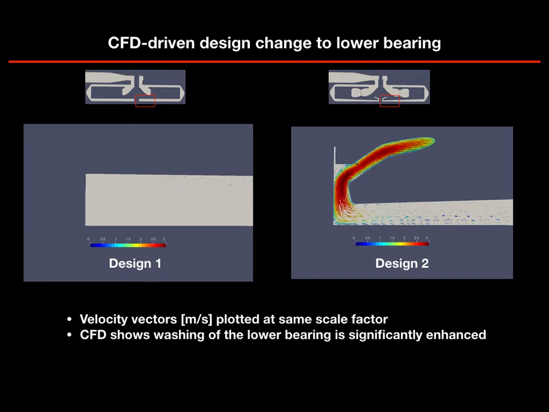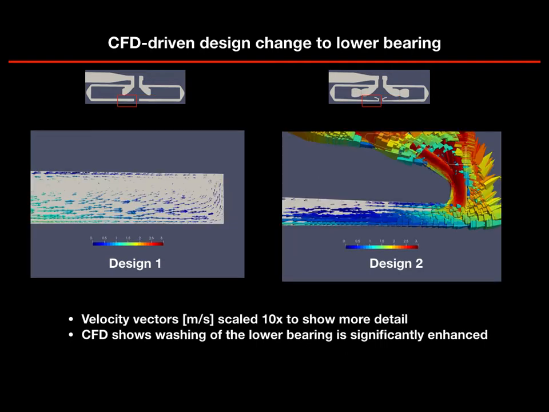These are CFD simulations of the change to the lower bearing. These are velocity vectors plotted at the same scale factor, so they are comparable. CFD shows that the washing of the lower bearing is significantly enhanced. These are velocity vectors that have been scaled 10x to show more detail. And we see it's very obvious that design 2 has much stronger flow around the lower bearing.